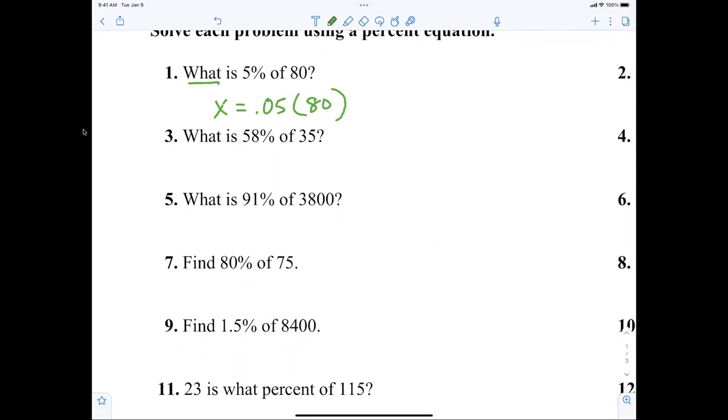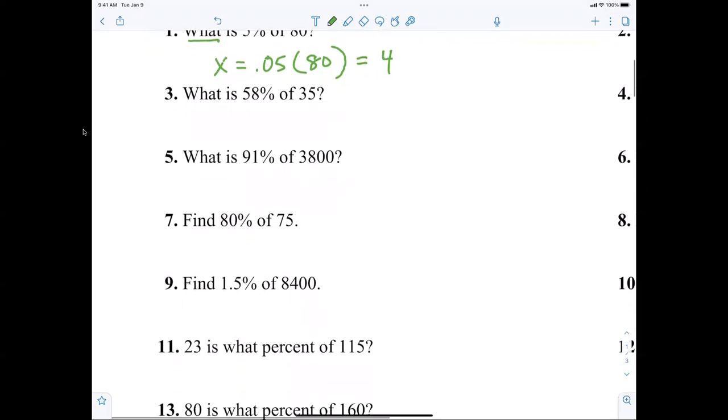Now, of course, we don't need our calculator on that. Everybody should be able to look at that and say, well, I know 10% is 8. So 5% should be what? 4. But use your calculator if you want to double check and verify. We have to write all that out. Yeah, that's what I want you to do. The important part is just writing the equation. The calculator is going to do the work. So I grade you mostly on the equation.